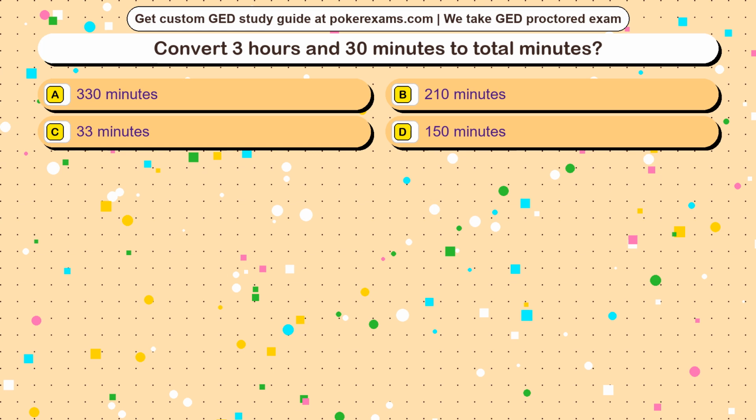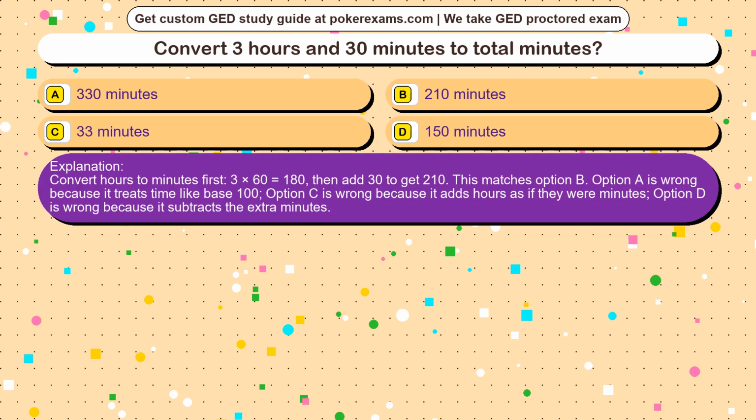The correct answer is option... Convert hours to minutes first. 3 times 60 equals 180, then add 30 to get 210. This matches option B. Option A is wrong because it treats time like base 100. Option C is wrong because it adds hours as if they were minutes. Option D is wrong because it subtracts the extra minutes.